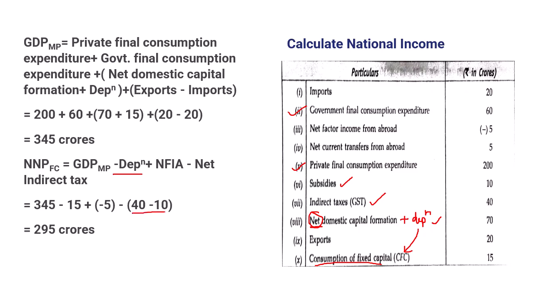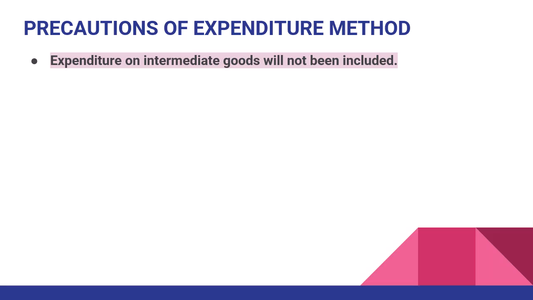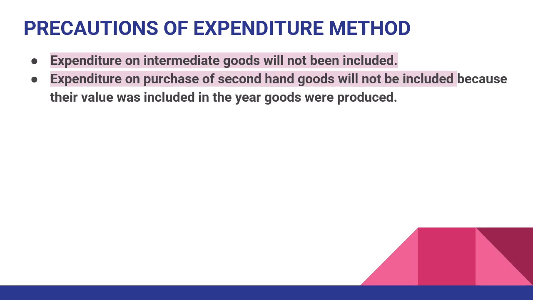The last topic, precautions of expenditure method. So what all things you have to keep in mind while calculating national income using the expenditure method? First of all, expenditure on intermediate goods will not be included because we know that the value of final good already includes the value of intermediate goods. Then expenditure on purchase of second-hand goods will not be included because their value was included in the year these goods were produced. तो उसको दोबारा से include नहीं करते, second time include नहीं करेंगे, ठीक है? Because these are second-hand goods. जब वो जिस year में produce हुए थे उस year में उसकी value include कर ली थी.